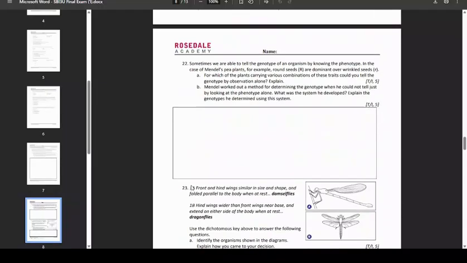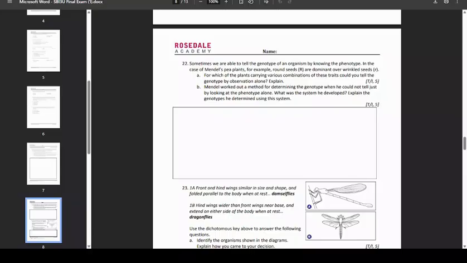Anyways, sometimes we're able to tell the genotype of an organism by knowing the phenotype. In the case of Mendel's pea plants, for example, round seeds are dominant over wrinkled seeds. For which plants carrying various combinations of these traits could you tell the genotype by observation alone? So right here we can directly tell: if you have a wrinkled seed, since it is recessive, you must have two r's. So whenever we see a wrinkled seed, we know that we can tell its genotype from its phenotype.